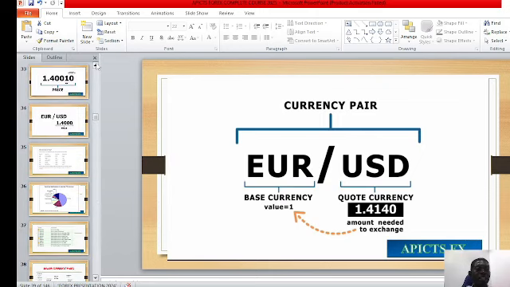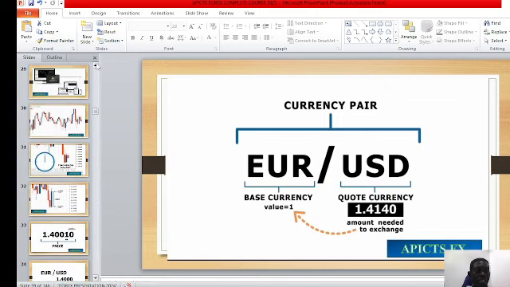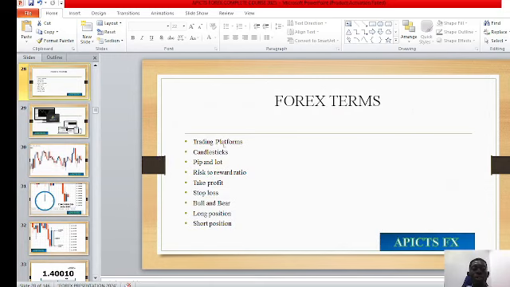In the next class, we'll be looking at trading platforms, candlesticks, pips and lot size, risk to reward ratio, take profit, stop loss, and all of these are the things we're going to be considering in the next class. And I'm going to be going deeper.